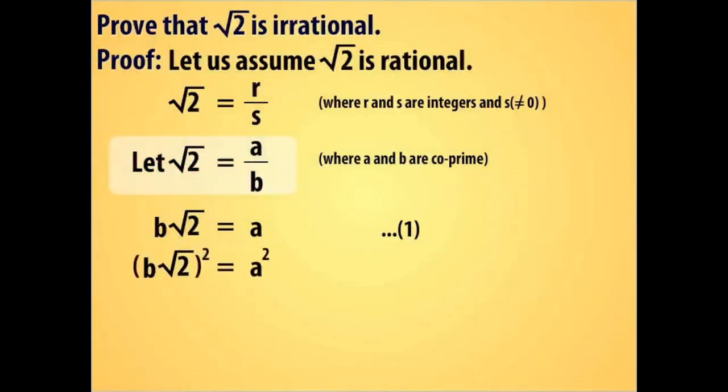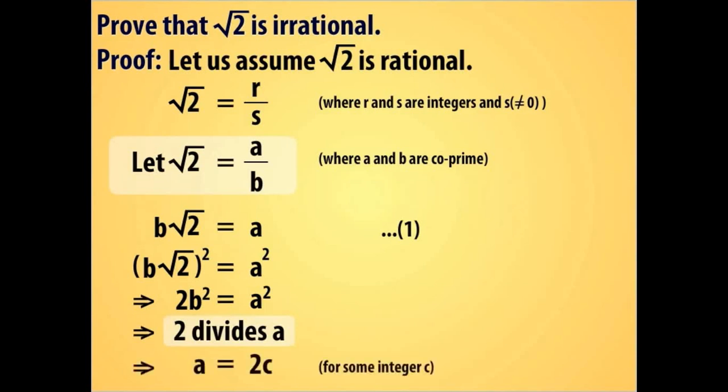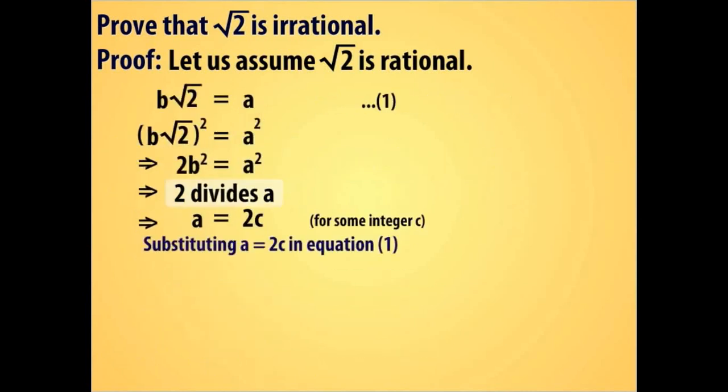On squaring both sides and rearranging, we get 2b square equals a square. Thus, 2 divides a square. Using the previous theorem, we get 2 divides a. Now we can write a equals 2c for some integer c. On substituting this value of a in equation 1, we get 2 into b square equals 4 into c square, or b square equals 2c square. This shows that 2 divides b square. This means 2 divides b.